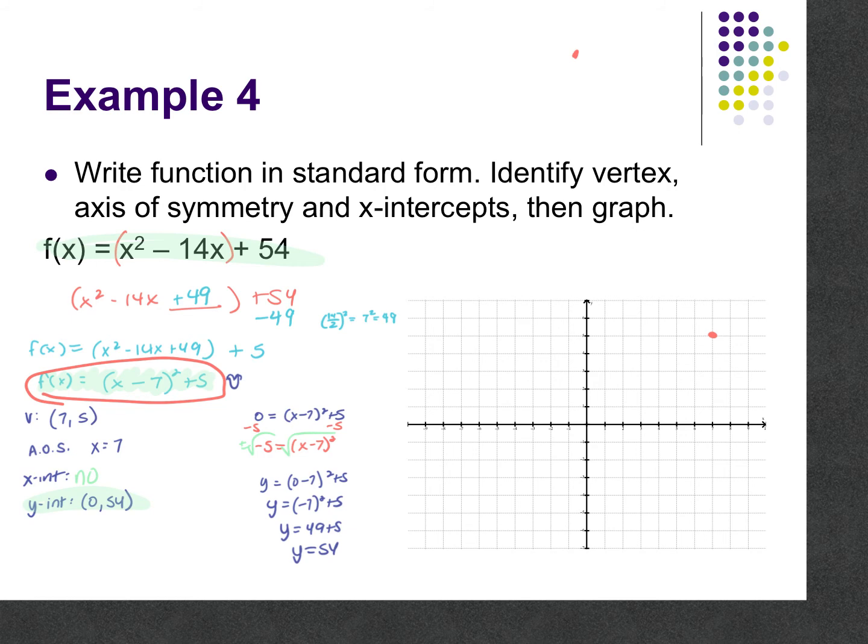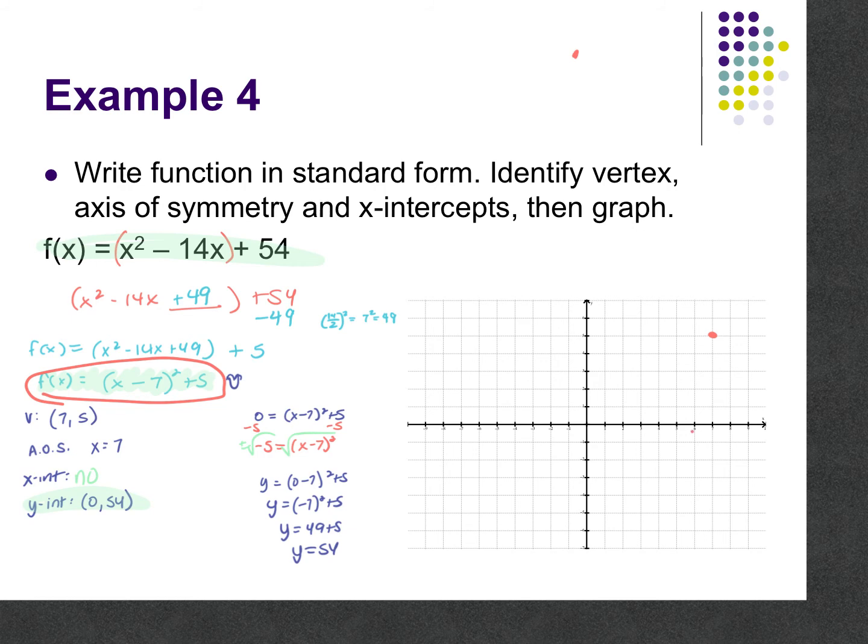You have to have 3 points, including 1 to the right of the vertex and 1 to the left. So if I had 3, but they were all on this side, no. You have to have 1 to the right and 1 to the left. If we had x-intercepts, that would count. Correct. So we would do like 6 and 8.